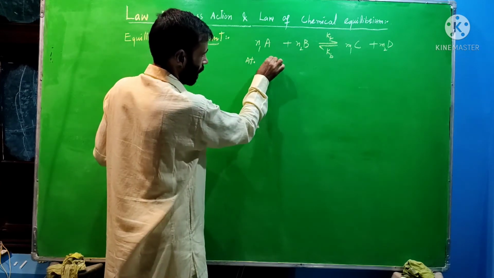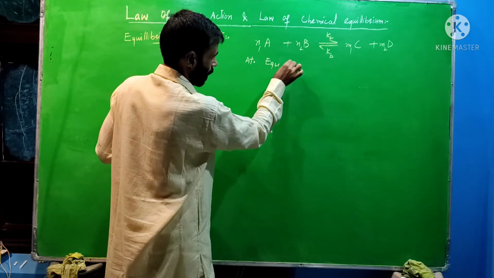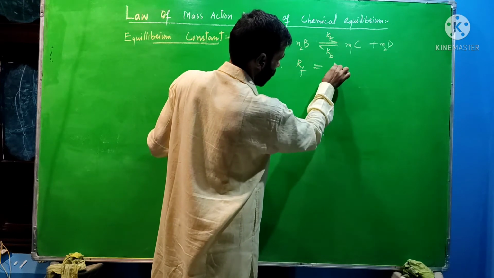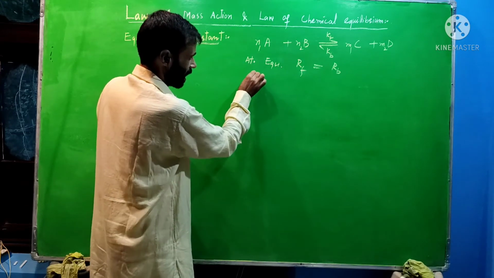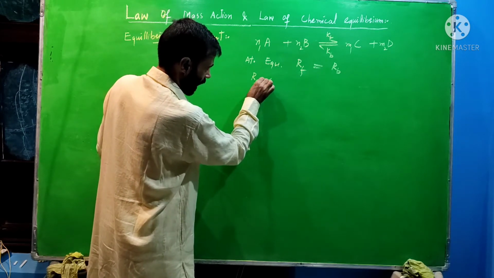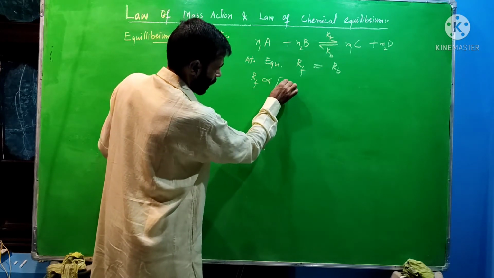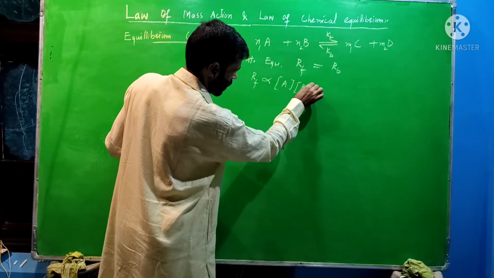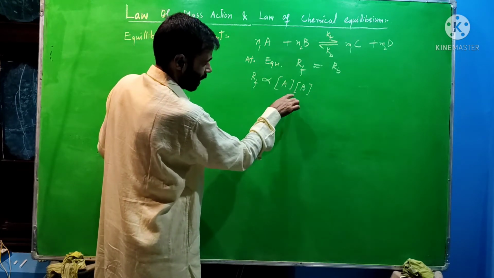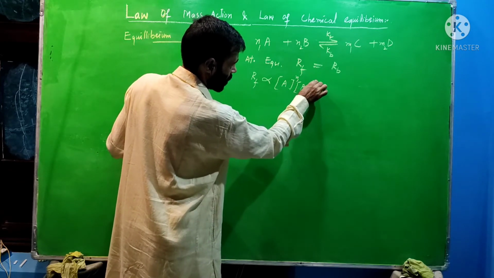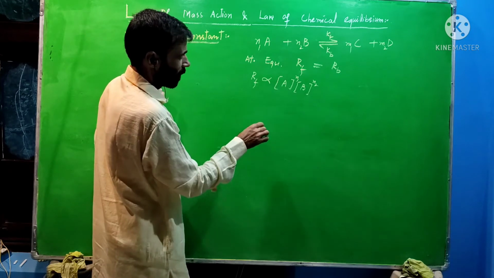At equilibrium, the rate of the forward reaction is equal to the rate of the backward reaction. Now the rate of the forward reaction is directly proportional to the concentration of reactants, each raised to the power of its stoichiometric coefficient in the balanced chemical equation. They are n1 and n2.